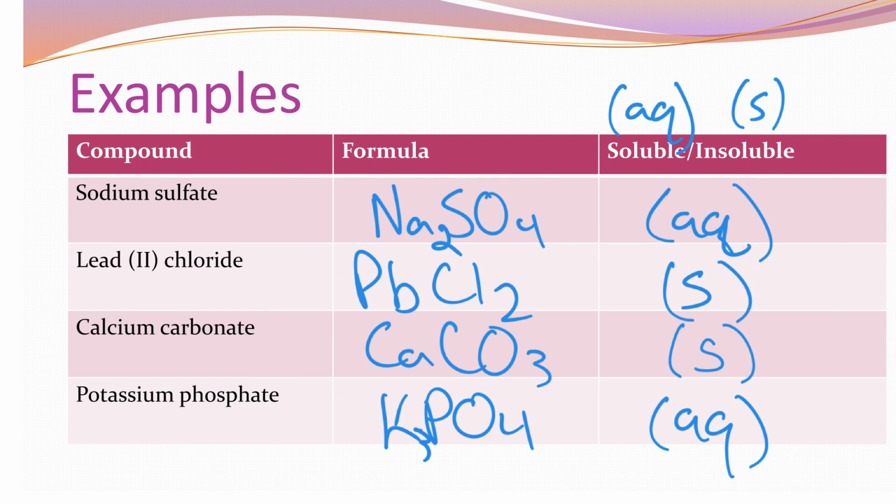All right, hopefully you got these answers, and I'll quickly go through them. Sulfates are almost always going to be soluble. Chlorides also are almost always going to be soluble, but when they're with lead, they're solid. Same thing with carbonates. Carbonates are almost always insoluble.